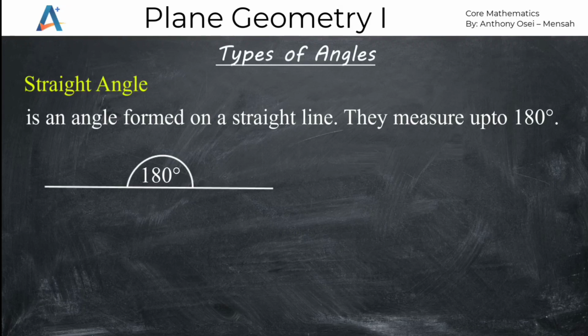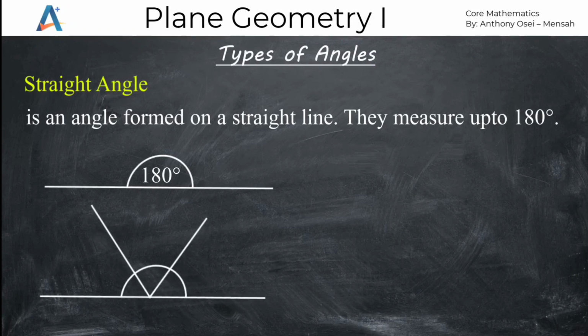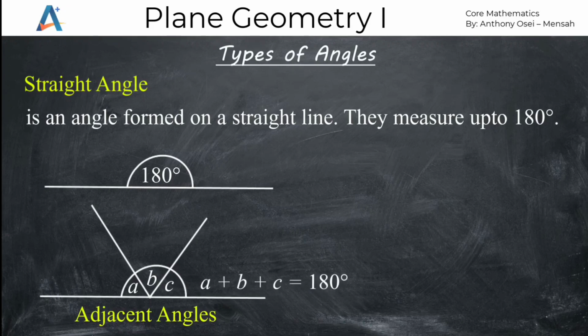If we talk about angles on a straight line, then we can talk about two or more angles formed on a straight line. Those will be called adjacent angles. So let's say A, B, C are angles which are adjacent to each other. They are adjacent because they are side by side. And since they are on a straight line, they become angles on a straight line. This means that A plus B plus C will be equal to 180 degrees. So this is referred to as angles on a straight line.